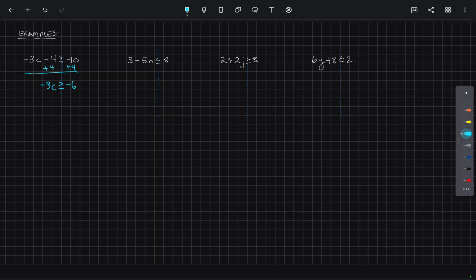So -3 next to a c means we're multiplying by -3, which means we're going to divide by -3. This is what you need to be looking for. We're dividing by a negative right now. So c is going to be less than or equal to +2. This is one of the problems that you would flip the sign because we divided by a negative right there.